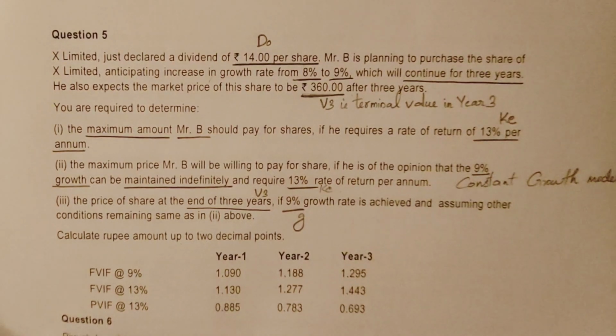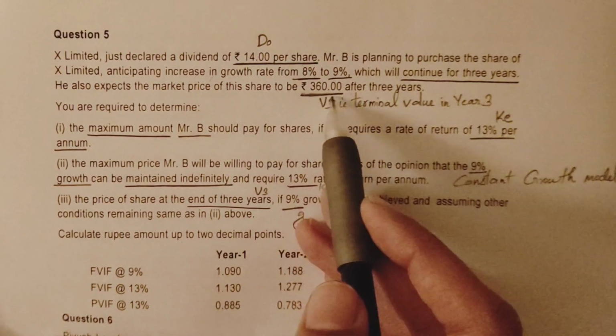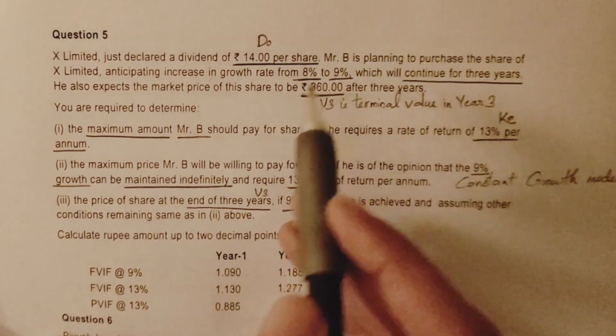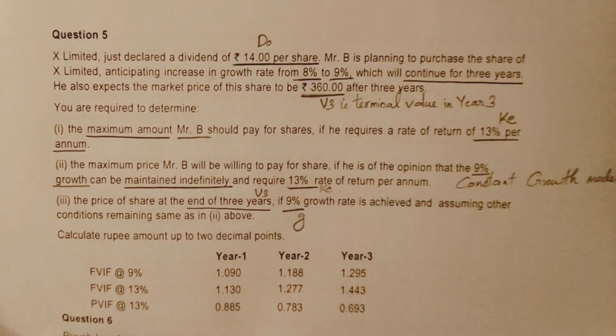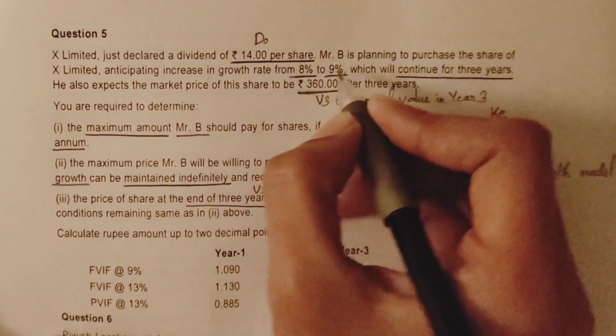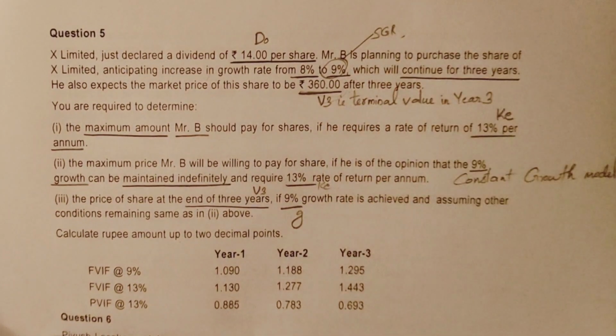A two-stage model usually gives two growth rates, and we will find the terminal value. But in this question, the constant growth rate is not mentioned. Only the growth rate for 3 years is mentioned, which is the super growth rate.